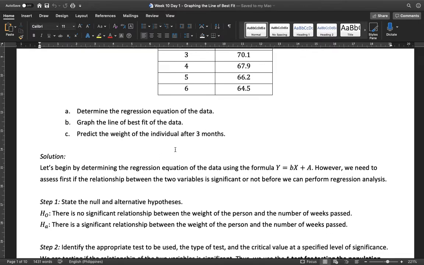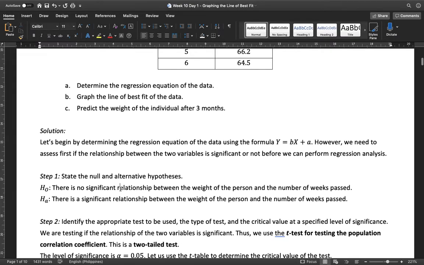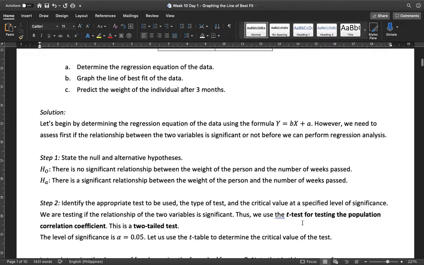Gagawin natin, determine the regression equation using the formula y equals bx plus a. Then, we graph it. So, to determine the regression equation, we start by having the null and alternative hypothesis. Null hypothesis: there's no significant relationship between the weight of the person and the number of weeks passed. Alternative hypothesis: there's a significant relationship between the weight of the person and the number of weeks passed.